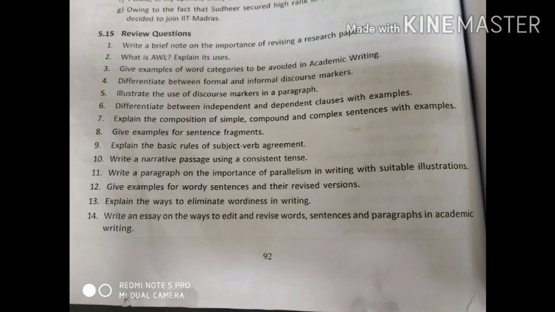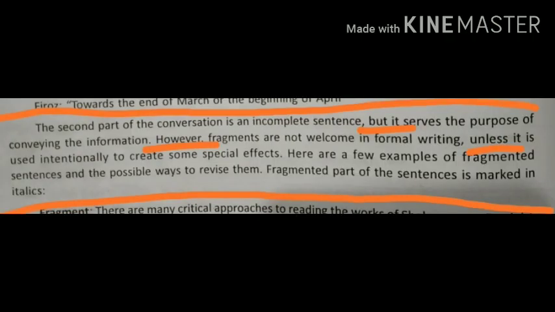Now let us see one sample passage. Look at this passage. The second part of the conversation is an incomplete sentence, but it serves the purpose of conveying the information. See, this "but" is an example of a discourse marker. This is used to connect one unit to the next unit. And next, "however" is a discourse marker. This is used to deviate his idea probably. And there is one "unless". This is also used to connect two ideas.